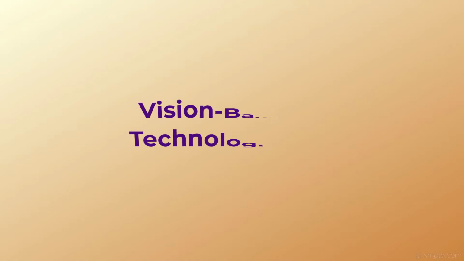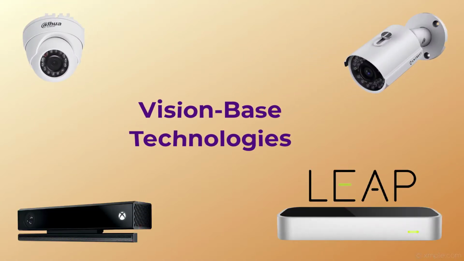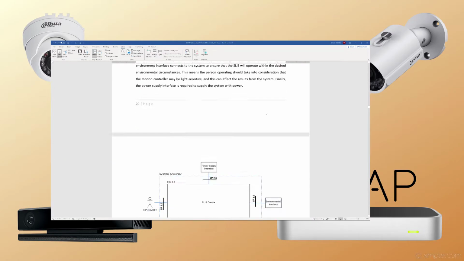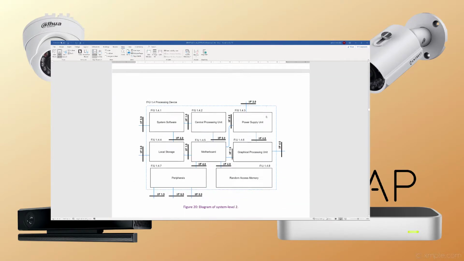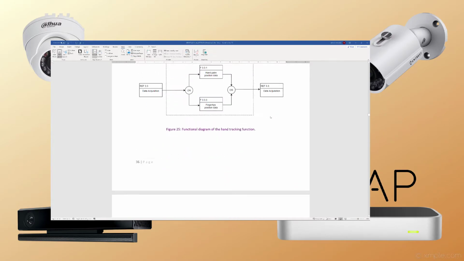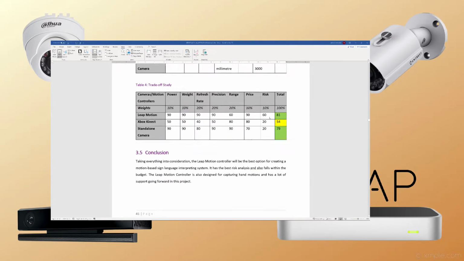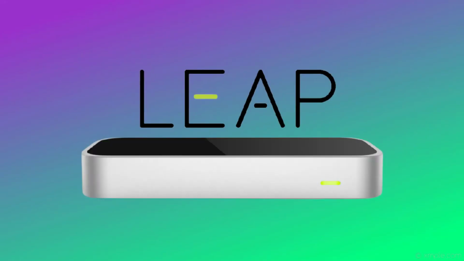After identifying the possible technologies for the vision-based approach and having a better understanding of how sign language works, a preliminary design was done. This includes requirement flowdown diagrams, functional flow block diagrams, and trade-off studies between the different technologies. The technology that best suited my budget and would also solve the problem was the Leap Motion controller.